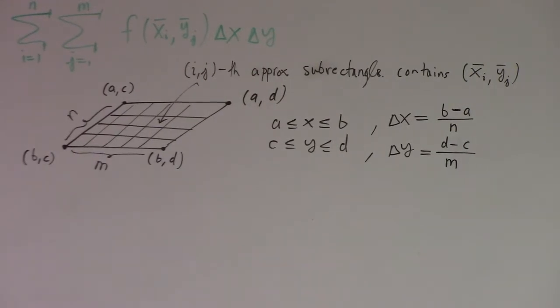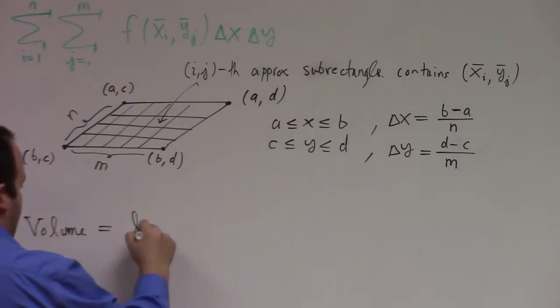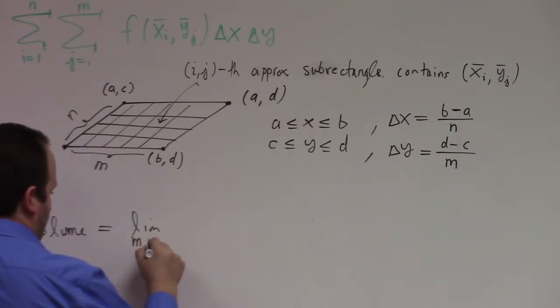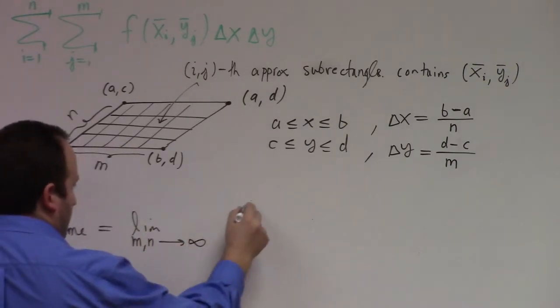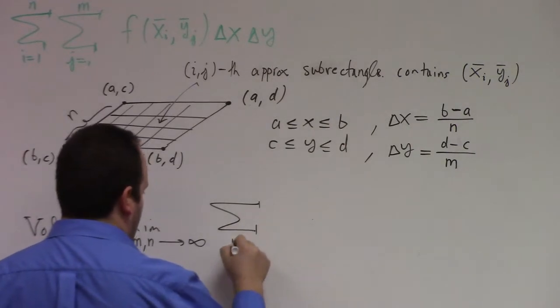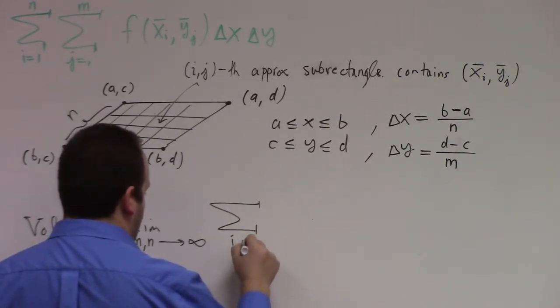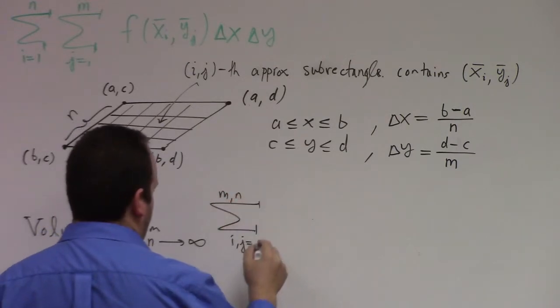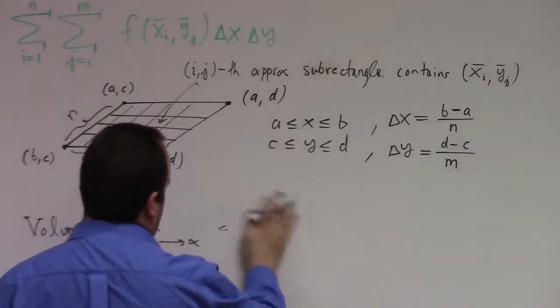So if I want exactly the volume, I just take the limit as m and n both go to infinity of the sum i, j equals 1 to n and m. Well, fine.